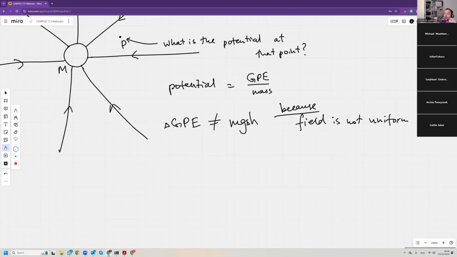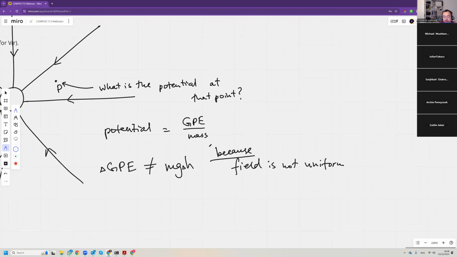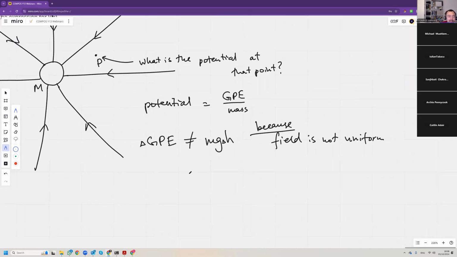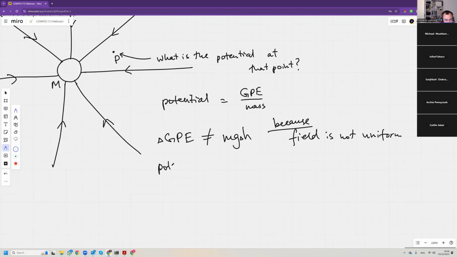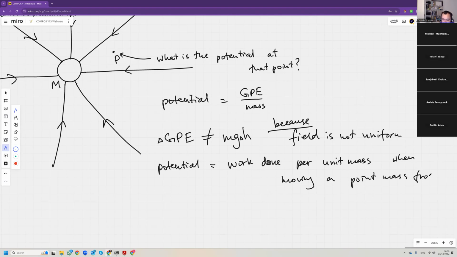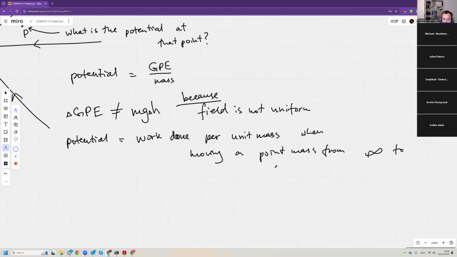But here, we need the gravitational potential energy. And gravitational potential energy is actually the other way around. Gravitational potential energy is potential times mass. So the potential is the definition. So gravitational potential is the work done per unit mass when moving a point mass from infinity to that point in the field. So that's what it is.